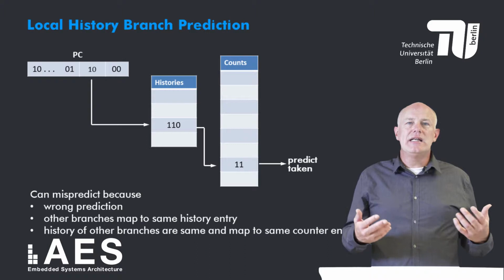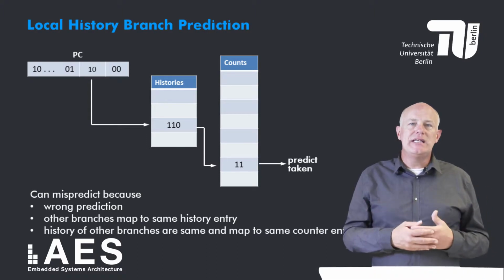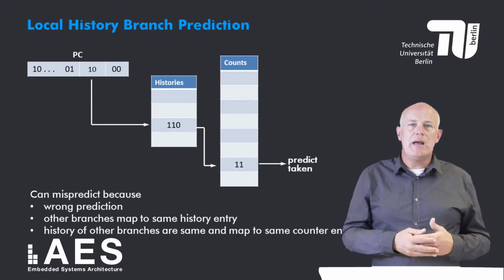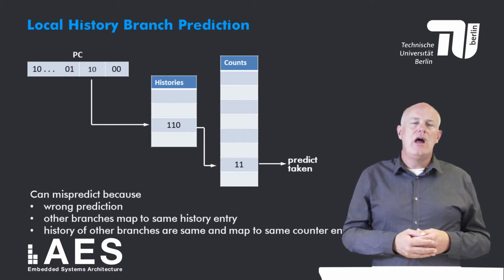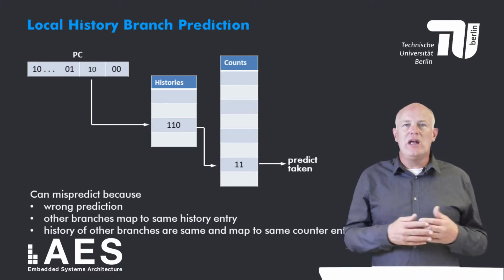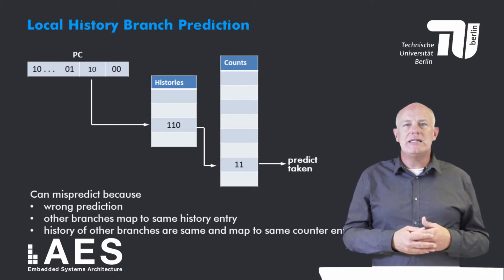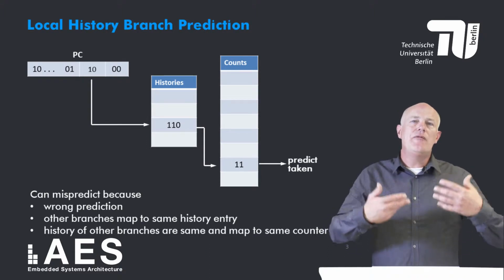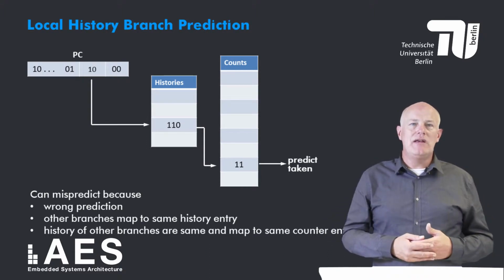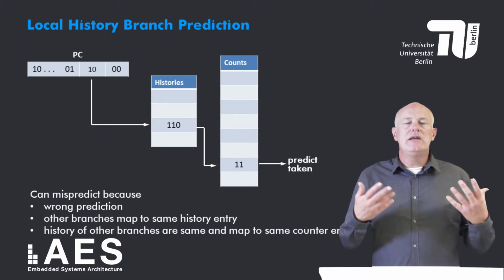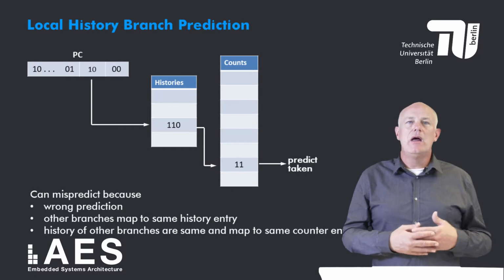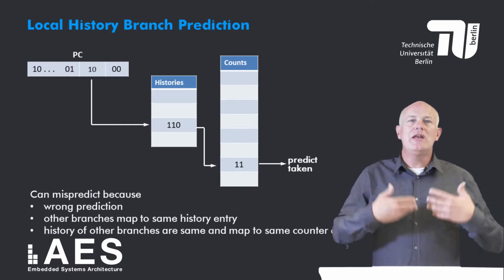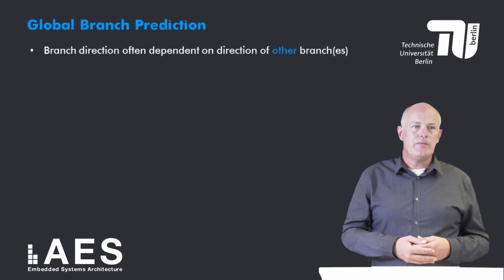The second reason is that other branches have the same PC bits and therefore map to the same entry in the local history table. The local history will therefore contain the history of all these branches. The third reason is that the history of other branches may be the same as that of the predicted branch, and therefore they map to the same entry in the table of counters. However, different branches might have the same history at a certain point in time, but have a different branch direction the next time they are executed.